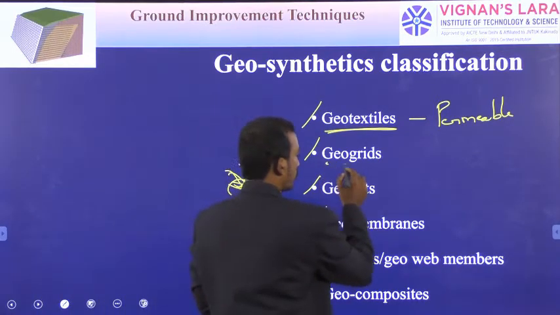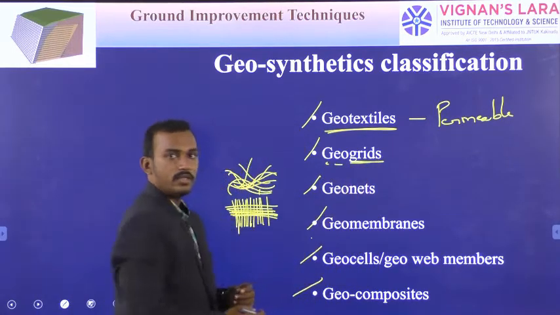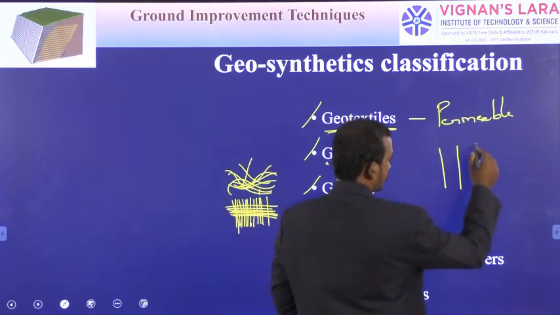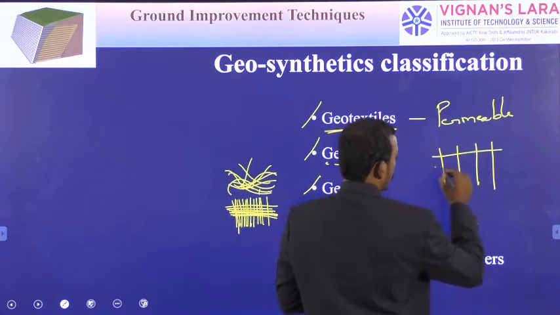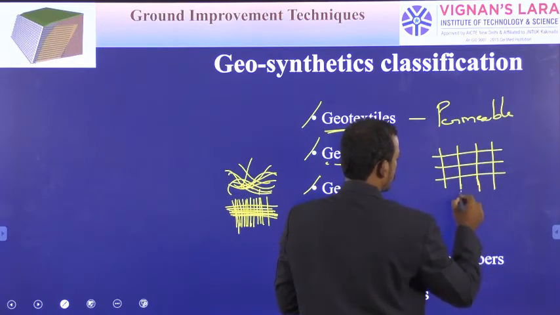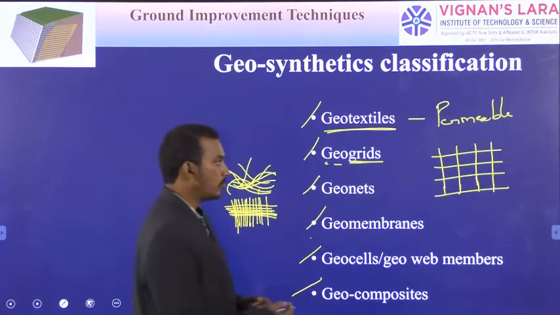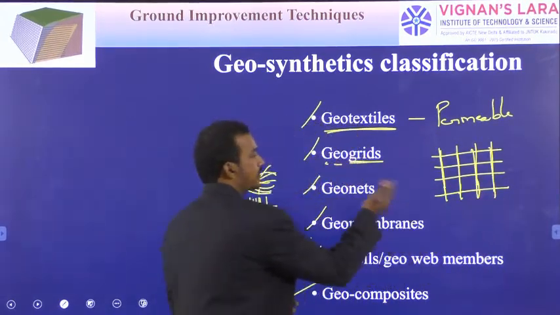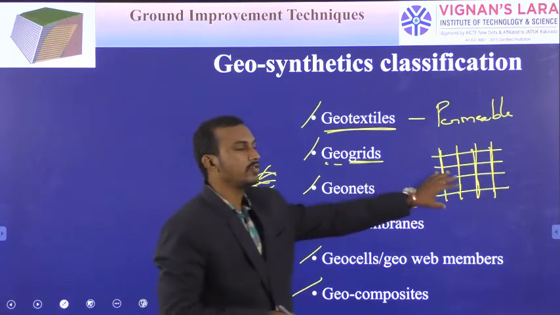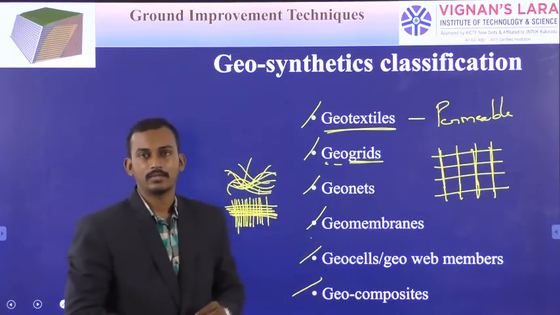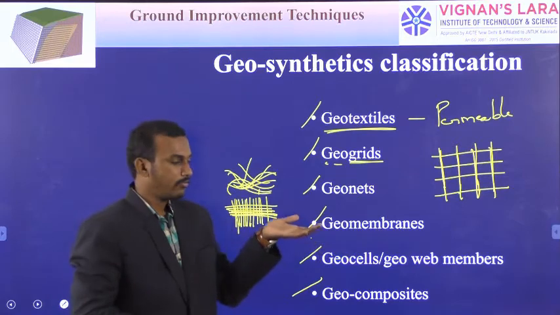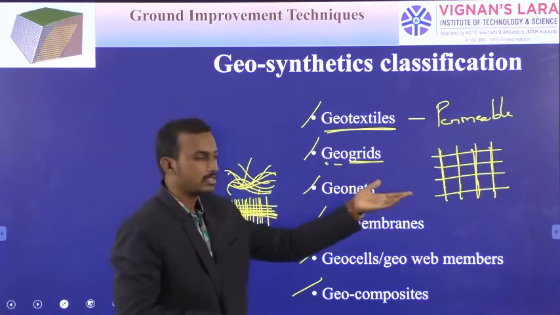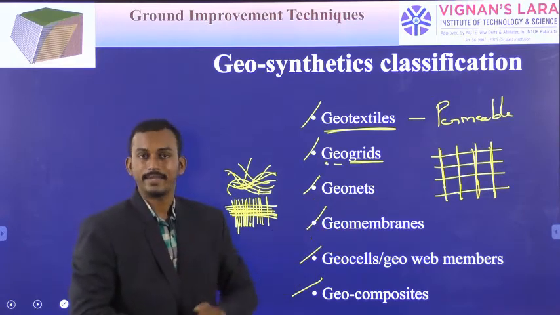Then we have geogrids. In the name itself, it is indicating that it is a grid. These are synthetic products forming a grid. Like this we use it to connect. So the synthetic materials are forming a grid type structure. Those are known as geogrids. They are generally used as a reinforced material for the earth. So in the previous chapter we discussed that we are placing some reinforcement into the soil. So in that case we may use these geogrids, or we also use geonets.